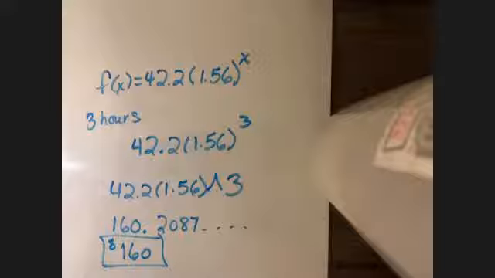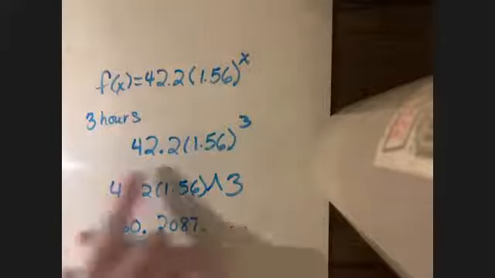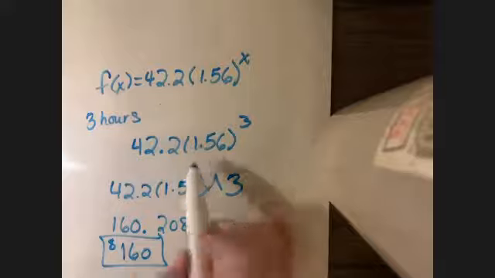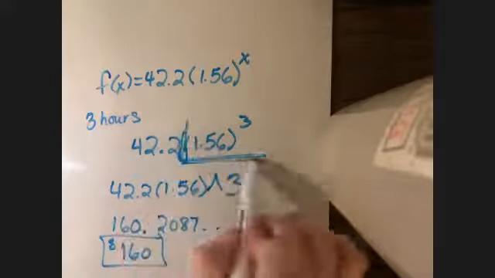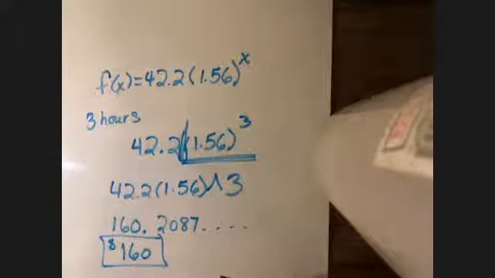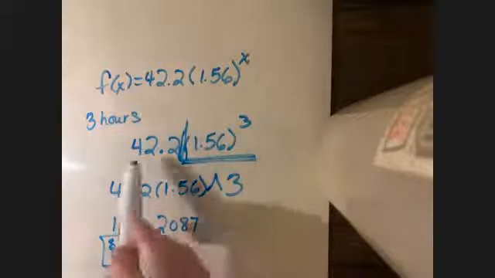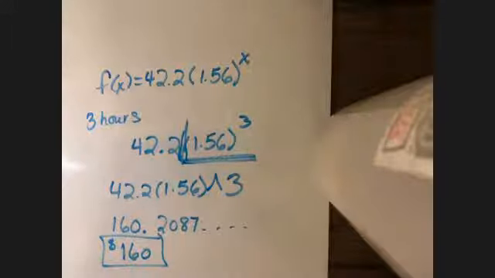Now then, if your calculator does not have the capabilities to do all of this, what you would start with is this portion of it and get the 1.56 and raise it to the third power, and then you would multiply that with the 42.2, and you would come out with the exact same response that we did. We're pretty close, shouldn't be off by too much.